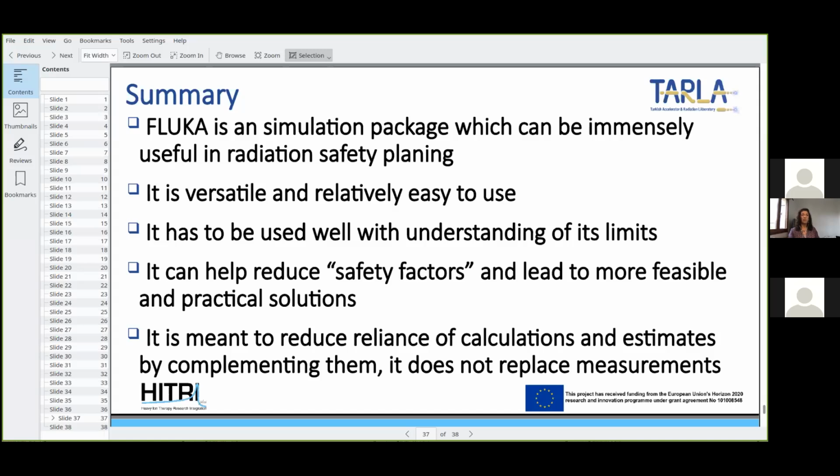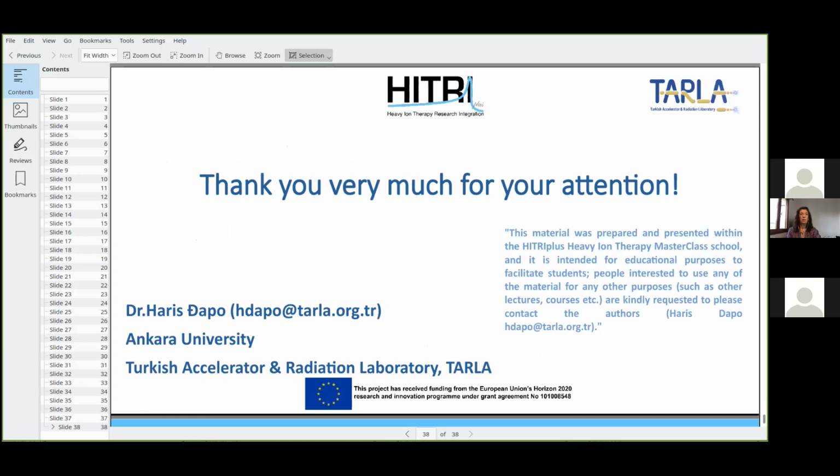Now, the purpose of it in terms of radiation safety is to reduce reliance on calculation and estimates, but it should be noted that it's no replacement for measurements. Like you've seen in the second example, even though we had planned for a thicker door, we still had to go back to measurements to be sure that the dose rate is safe. So while it's kind of a replacement for calculations and estimates, it's no replacement for measurements. And with that, I thank you very much for your attention.